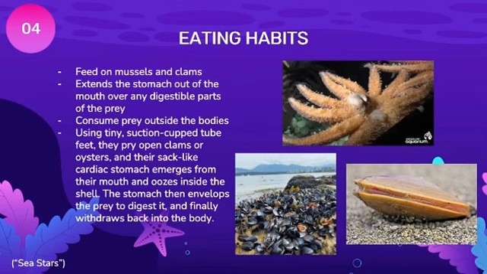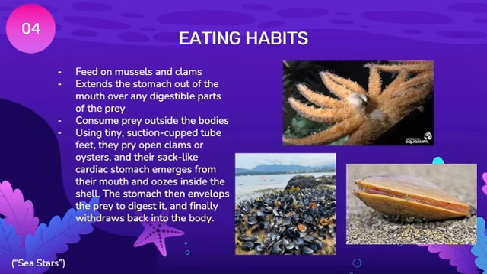Sea stars mainly feed on mussels and clams. If there's a high abundance of either mussels or clams, you should expect to see some sea stars laying around somewhere. Sea stars are able to extend their stomach out of their mouth over any digestible part of the prey. Interestingly enough, they can consume their prey from outside of their bodies.